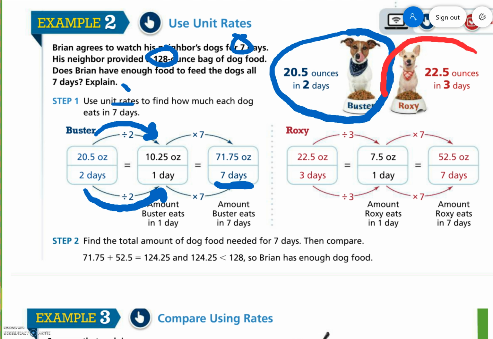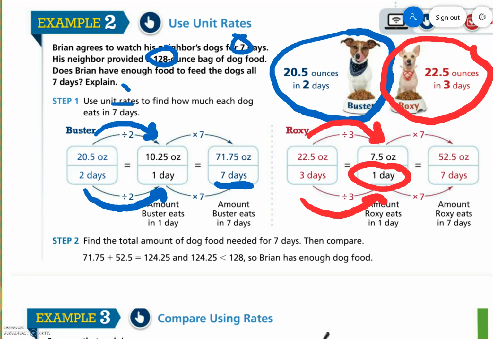So now Roxy, same thing. She eats 22.5 in 3 days, but that doesn't help us find how much she eats in 7 days. We have to do 2 steps. First, we have to find her unit rate, which gives us a denominator of 1. So to go from 3 to 1, they divide by 3. Whatever you do to the bottom, you do to the top. And now we want to get to 7. So again, we're going to multiply by 7.